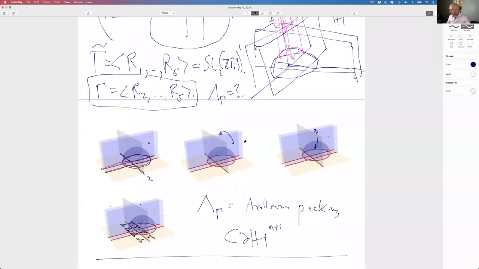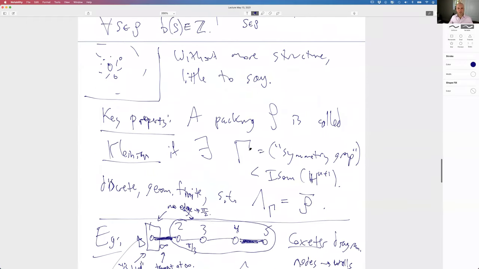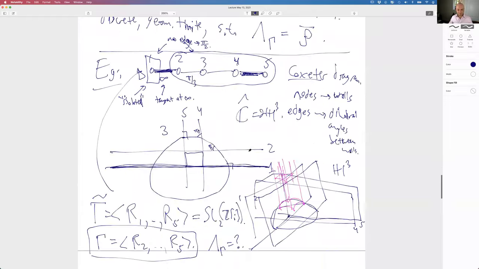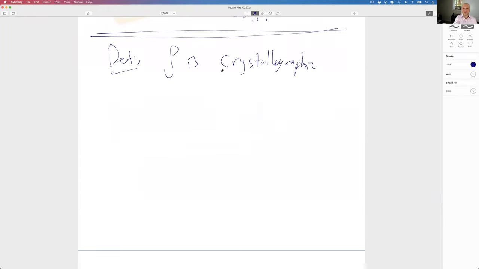Okay, so I only have, let's see, about 5 minutes left. Is that right? So let me try to state some theorems about this and then tell you what we can say. So what can we say? So we've defined these Kleinian packings. So a subclass of the packings, definition: a packing P is not only Kleinian but crystallographic if its symmetry group is finitely generated by reflections, which means that it's geometrically finite.